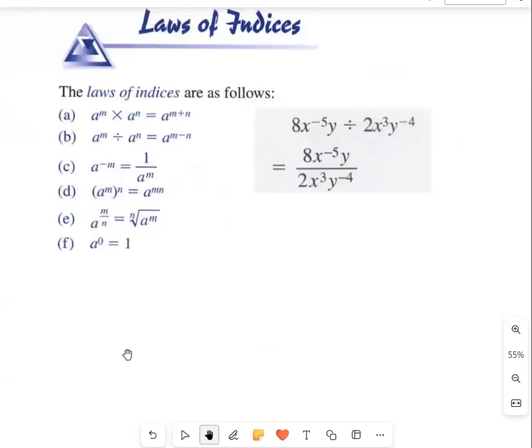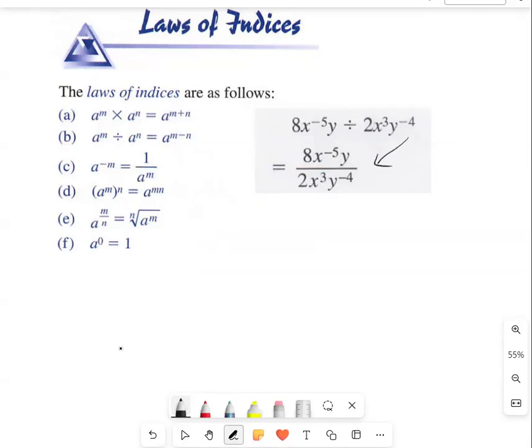Look at this one. So you have 8x to the minus 5 power y divided by 2x cubed times y to the minus 4. This is an alternative way of writing the same thing, right? Put this divided by 3.